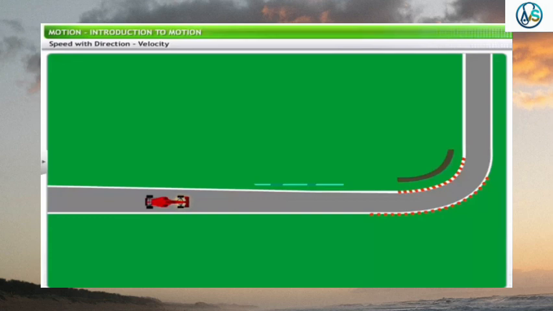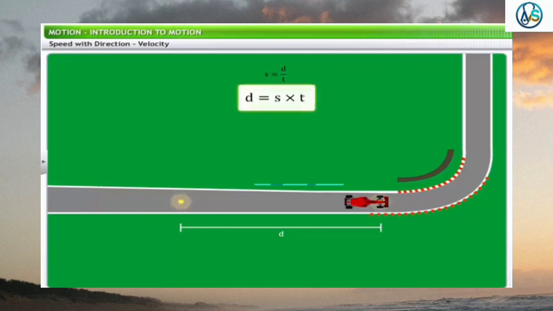If you rearrange the formula for speed, you can determine the distance covered in a given period of time at a given speed. s is equal to d divided by t. Therefore, d is equal to s multiplied by t. However, it does not give you the displacement of the object.